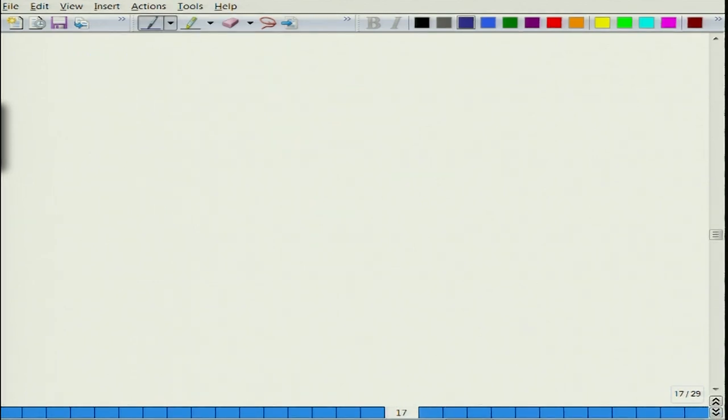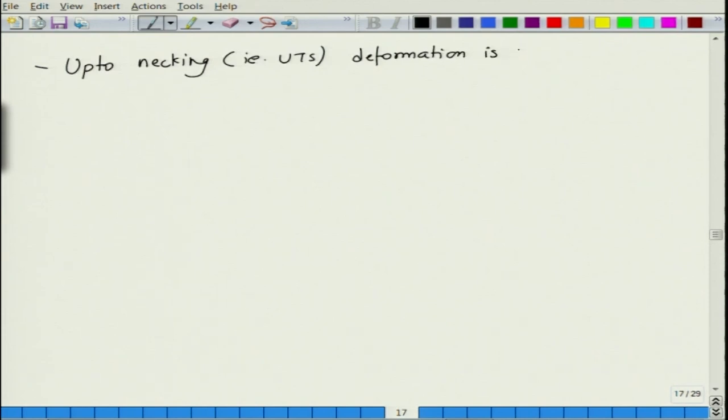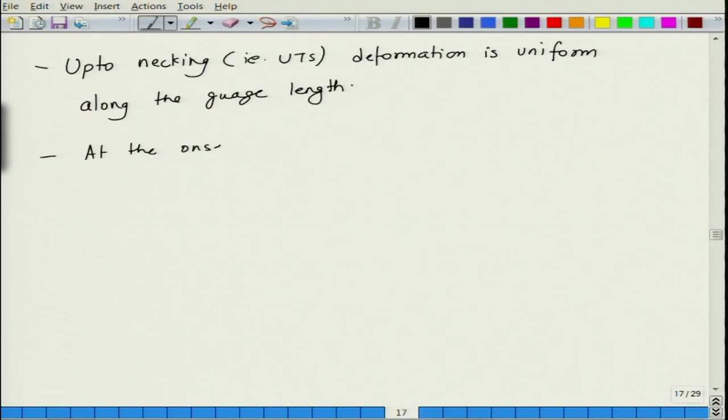So there are a few things that we want to note. First thing is, up to necking, that is the UTS point, deformation is uniform along the gauge length. That is the first thing, okay. At the onset of necking, this point will be slightly left on the true stress strain curve, okay.